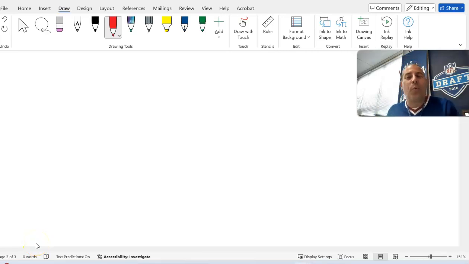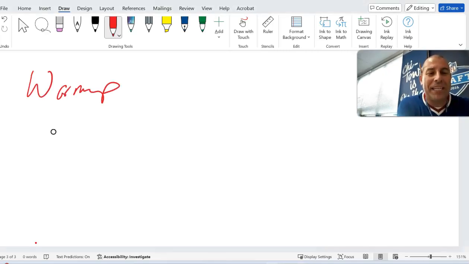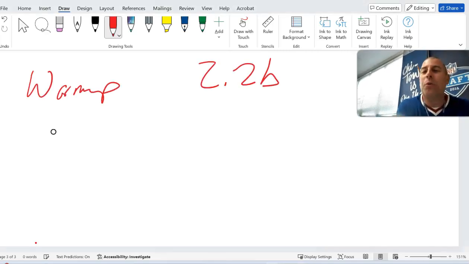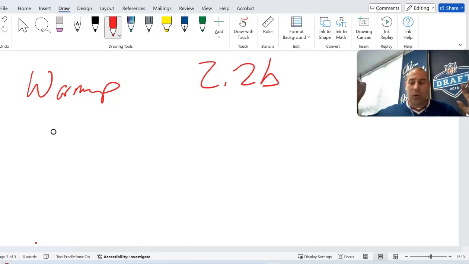Okay, so we should have your warm up in front of you at this particular time. All right. Well, your paper's yellow, mine's not. Anyway, it should say warm up on it. All right, and we should be at 2.2b. All right. So let's go through this here because we're still piling on with what we've been doing.